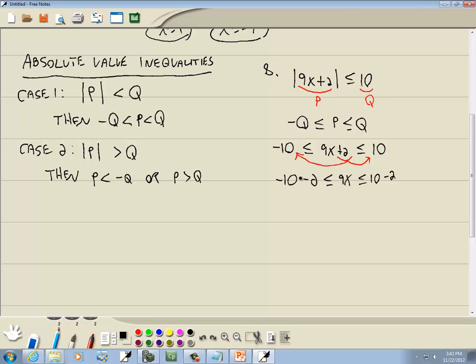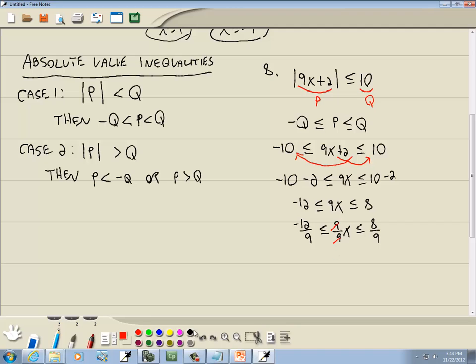Remember, when you take anything across your inequality, the sign changes. Well, negative 10, negative 2 is negative 12. Combine together numbers anywhere in math. And 10 minus 2 is 8. Well, our last step is to divide all three sides by the number in front of our x, which is 9. So we'll divide the negative 12 by 9, the 9 by 9, and the 8 by 9.